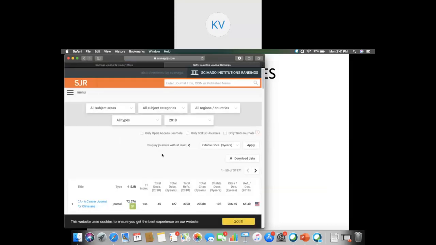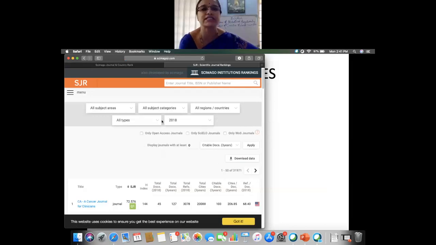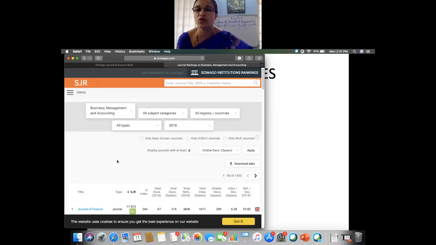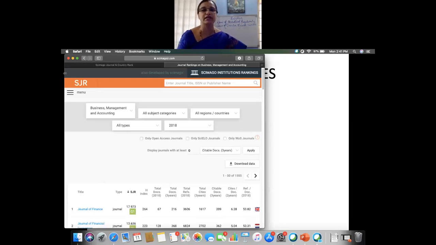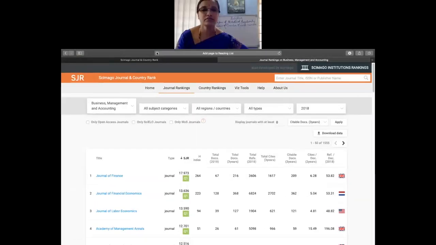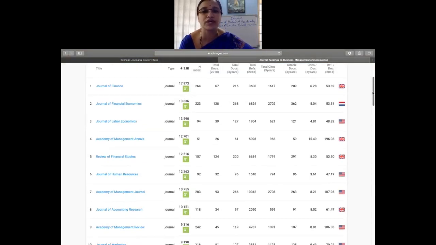So if you go to Scimago rankings, you can just go to all subject areas, and in that just give business management and accounting. So you will get all the journals under business management and accounting. As you keep going, in the initial page, they first start off with Q1. So you can take a look at the Q1 journals.